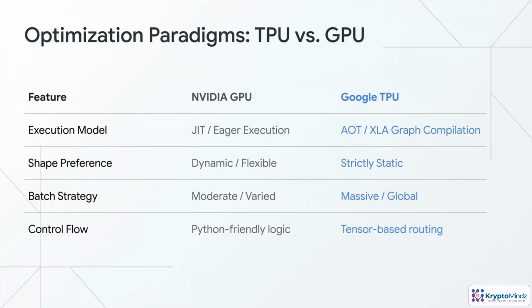Optimizing for GPUs usually means thinking in terms of eager execution, flexible shapes, and Python control flow. You iterate quickly, then squeeze performance with kernels, mixed precision, and good input pipelines. On TPUs, the focus shifts to optimizing the graph. You commit to mostly static shapes, large global batches, and XLA-friendly code. Conditionals and loops must be expressed as tensor operations. The trade-off is less flexibility, but higher, more predictable throughput when the graph compiles cleanly.